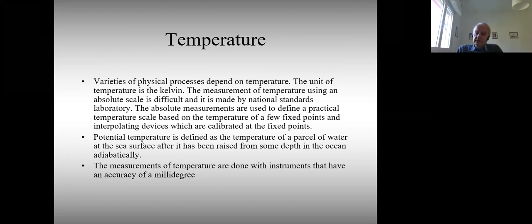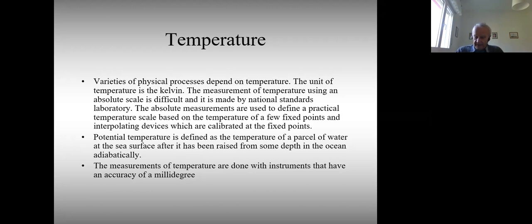We define two types of temperature. One is in situ temperature, that means the temperature we measure in situ at the place where our instrument is located. Potential temperature is defined as the temperature of a parcel of water at the sea surface after it has been raised from some depth in the ocean adiabatically. So what does that mean?